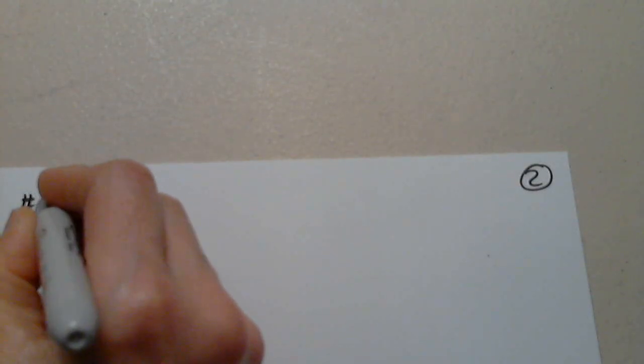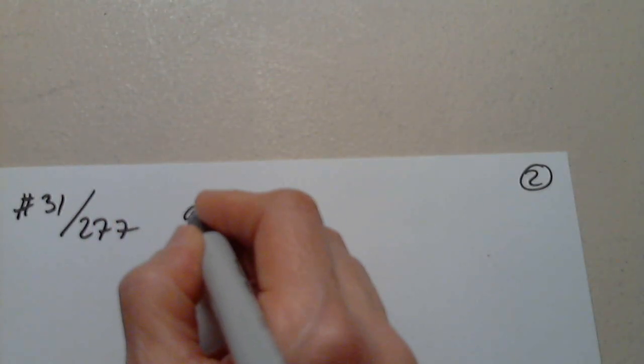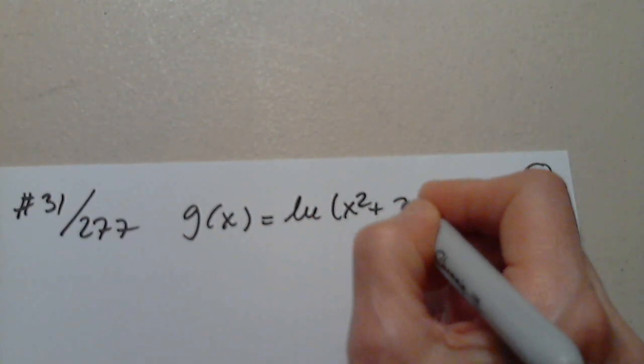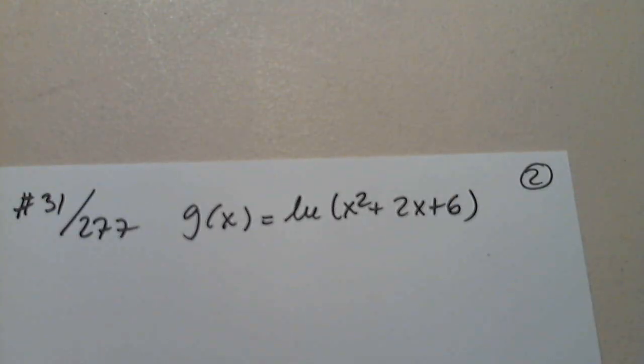But I like to look at something with natural log this time. So like 31. Just to find the critical numbers. So we have 31 on page 277. We have g of x equals natural log of x squared plus 2x plus 6. We are asked, does this function have critical numbers? I have no clue. Maybe.